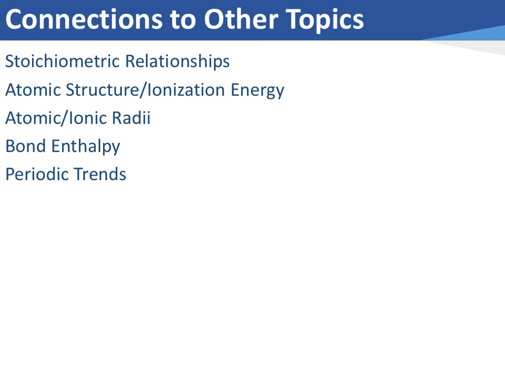Connections to other topics: we need stoichiometric relationships to understand whether we're going to use half of the bond enthalpy or all of the bond enthalpy, those kinds of things. Atomic structure and ionization energy, electron affinity, the atomic and ionic radii trends, bond enthalpy trends, periodic trends. These are all things that relate to this topic. It really does have far-reaching implications for our studies.